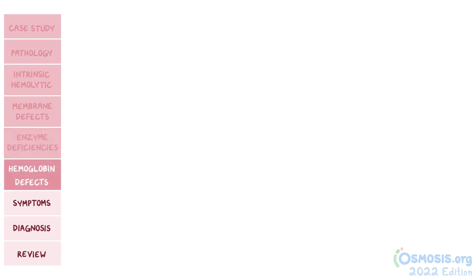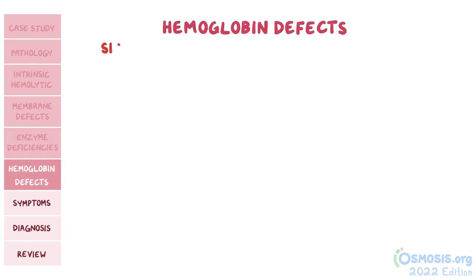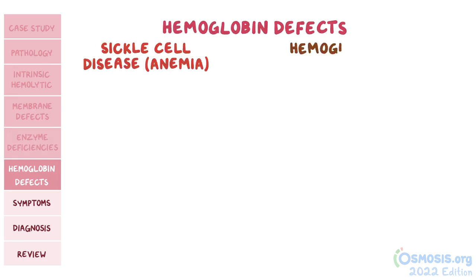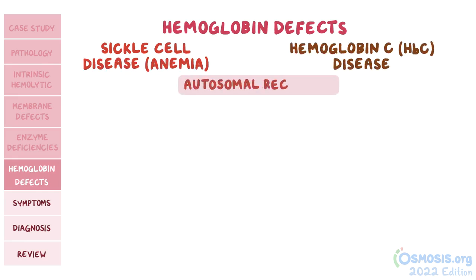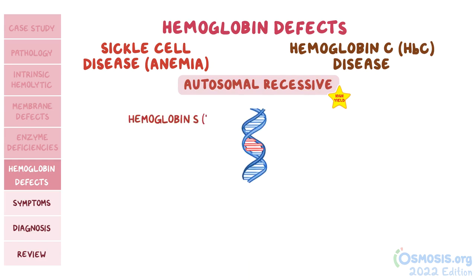Okay, let's move on to hemolytic anemia due to hemoglobin defects. The most common ones are sickle cell disease, also called sickle cell anemia, and hemoglobin C or HbC disease. These are autosomal recessive disorders caused by mutated genes that encode for abnormal adult hemoglobin, called hemoglobin S for sickle, or HbS, and hemoglobin C or HbC.